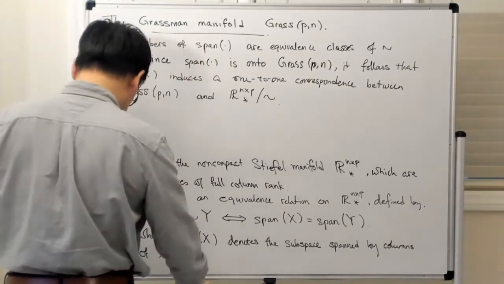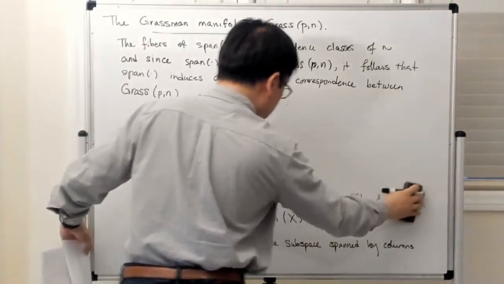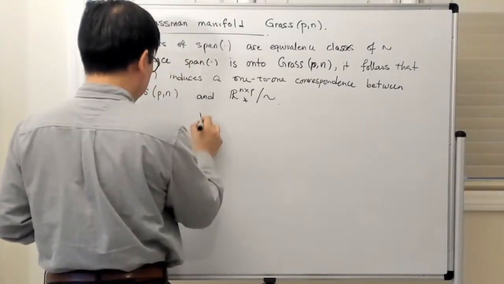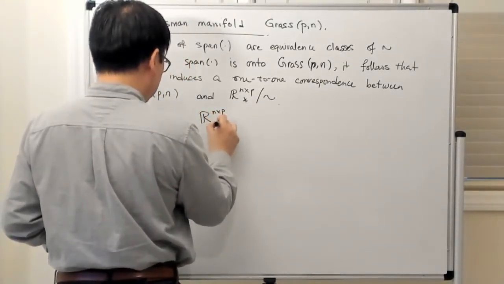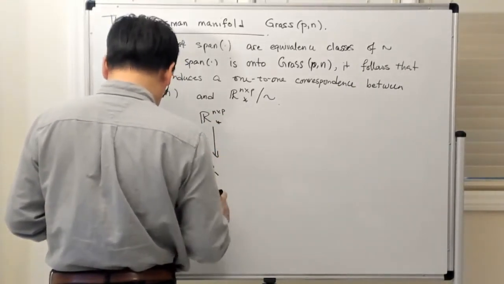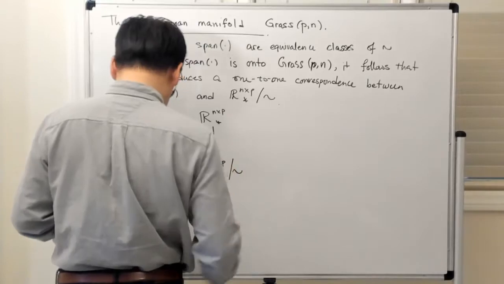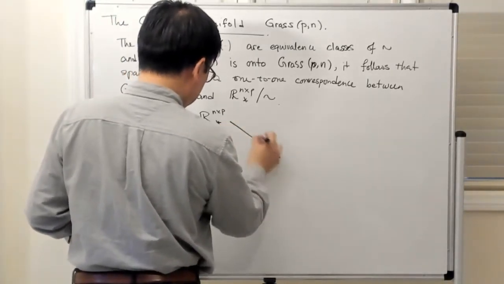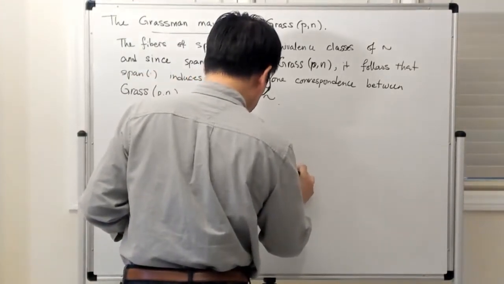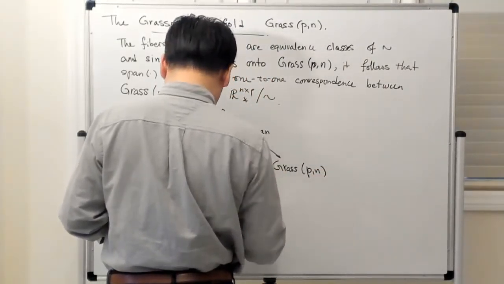Okay, so let's try to denote this with a diagram. You have R_*^(n×p), the non-compact Stiefel manifold. There's a natural projection by the equivalence relationship, and there's a projection just by the span to the Grassmannians. And then these two things are just related to each other.